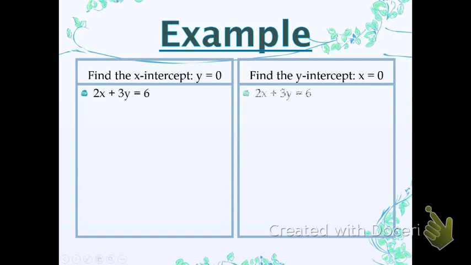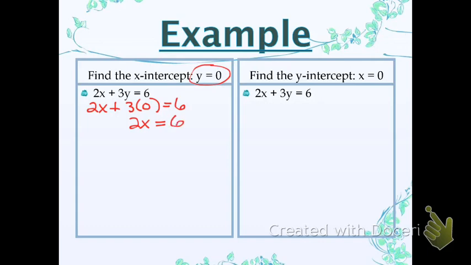So here's an equation, 2x plus 3y equals 6, and we're going to start by finding both the x-intercept and the y-intercept. First, remember that when you find the x-intercept, that means that the y value is 0. So all you need to do is rewrite the equation, but substitute a 0 in for y, and then solve for x. So 3 times 0 is 0, and 2x plus 0 is 2x. So on the left-hand side, when I simplify, I get 2x.